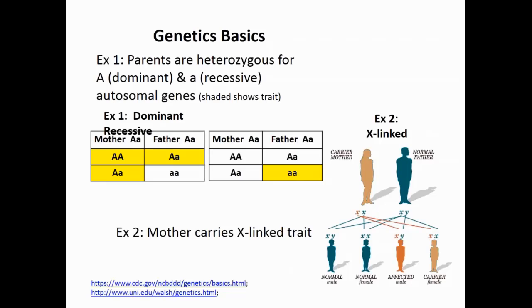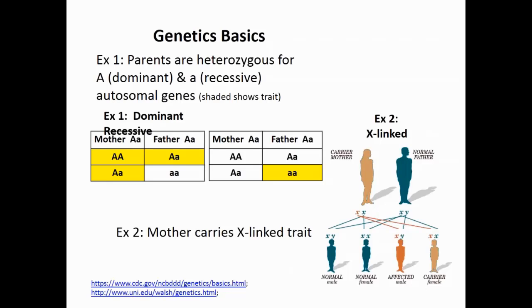The cartoon at the right-hand side of the slide shows an X-linked trait, and we'll come back to this when we talk about Fragile X. Here, the mother is the carrier of the condition on the X chromosome. If she had the gene on both her X chromosomes, she would have the disease. But she is just a carrier. She has one normal X and one X that carries the gene.